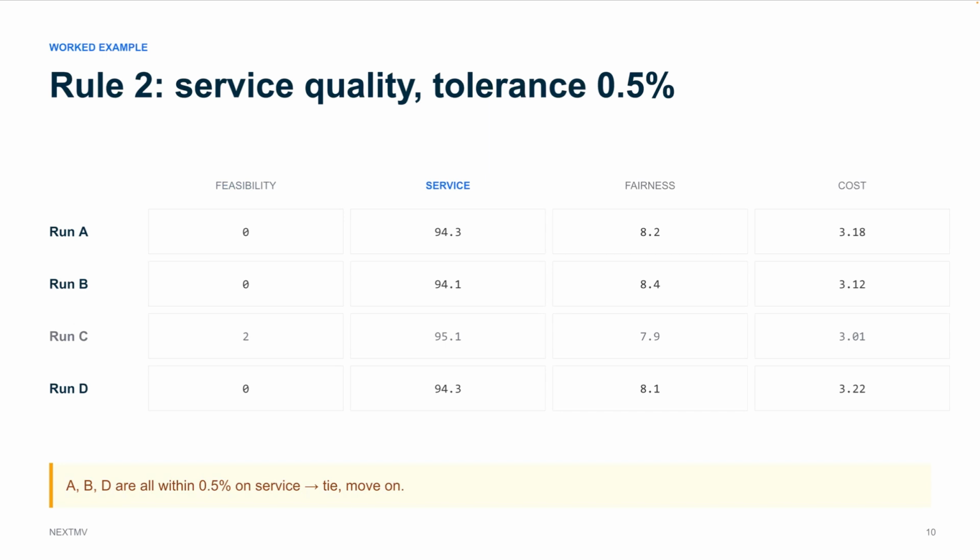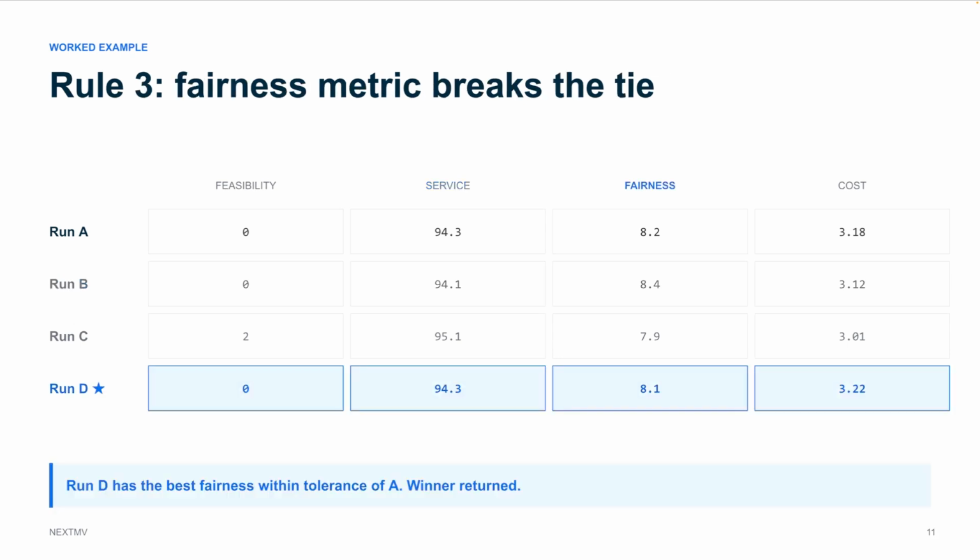So now we move on to rule 2. Rule 2 is service quality. Tolerance is 0.5%. So in this case, A, B, and D are all within that tolerance of each other. So none of them wins or loses here. So we keep all of them and move on to rule 3. And rule 3 is fairness. So run D has the best value here, well within tolerance of the runner-up. So D is the winner, and that's the result the ensemble would return in this case.